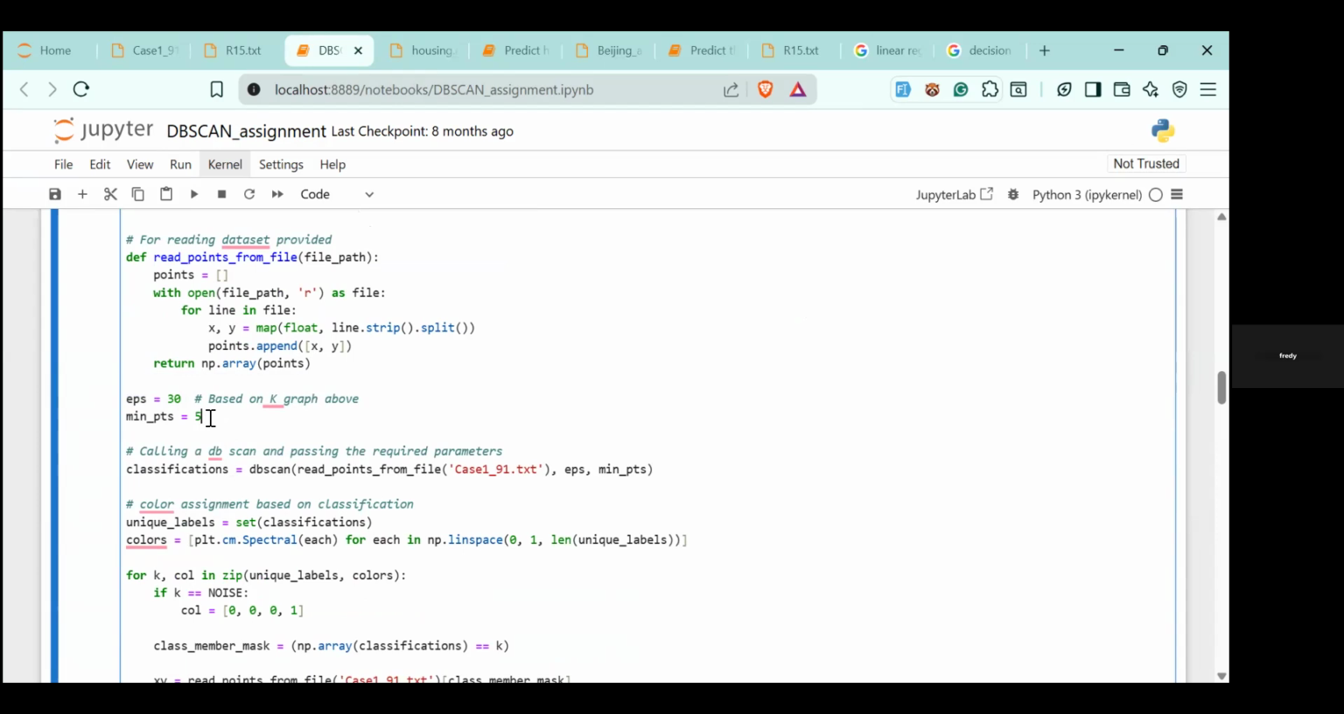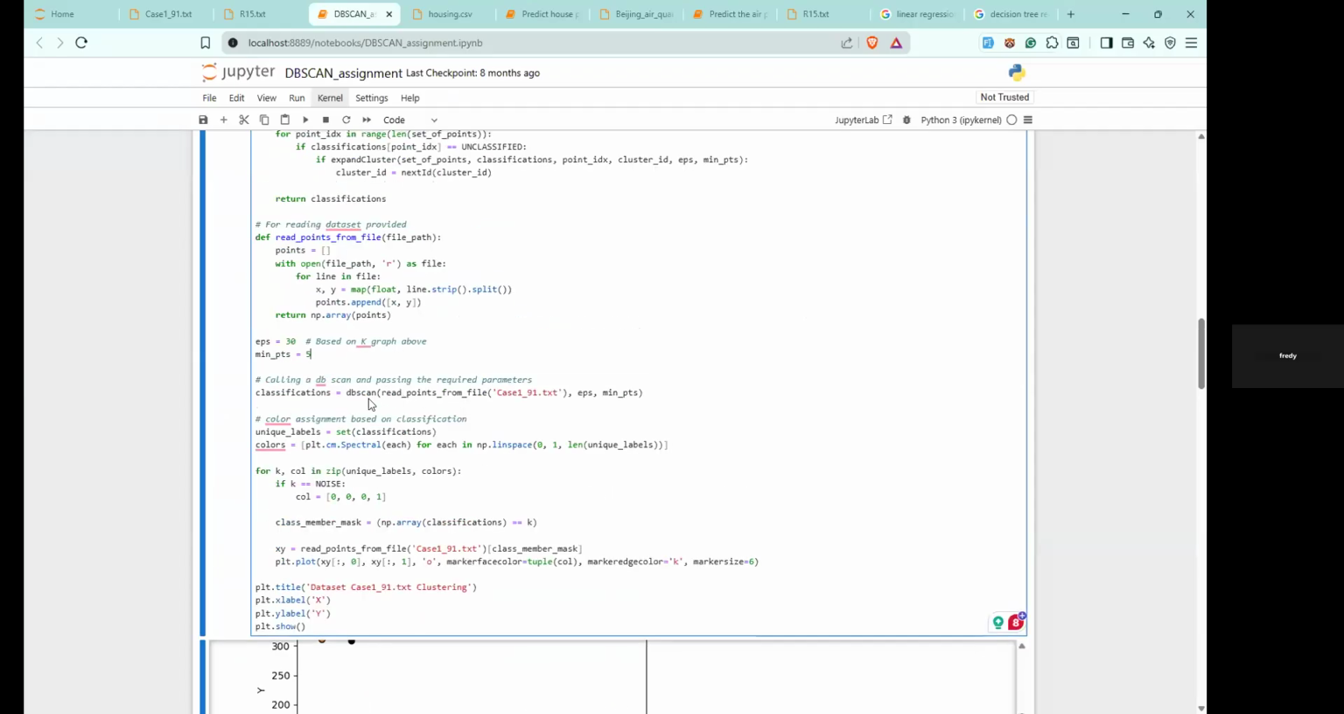sorry, let me reconnect the keyboard. Okay, I think now you can see better. If we change the minimum points to 3, and the epsilon to 15, what this means is we need to look for at least 3 points which are within a distance of 15.